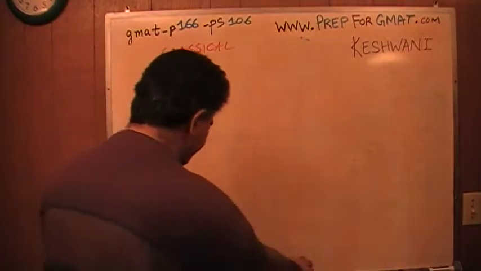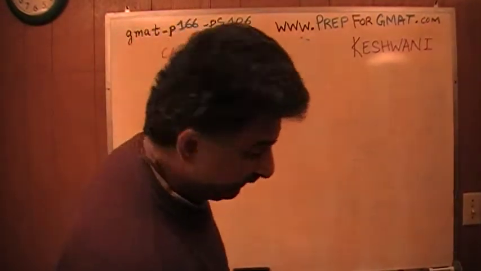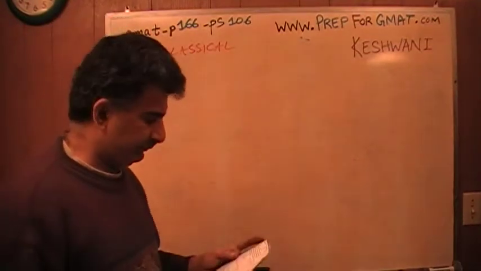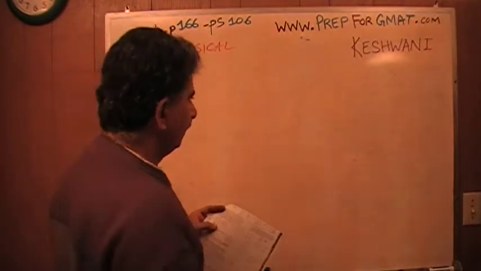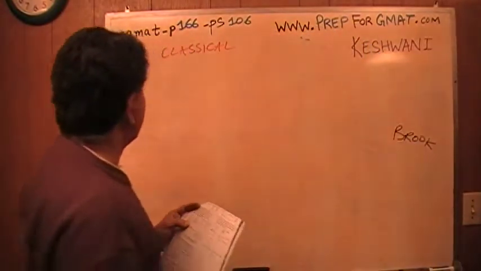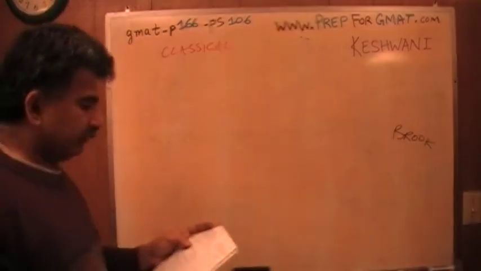Let's do it. Classical being with the algebra. That is, if you can brook it, if you can handle it, if you can tolerate it. The word is, look it up if you don't know it, if you can brook it. Let's look at it.